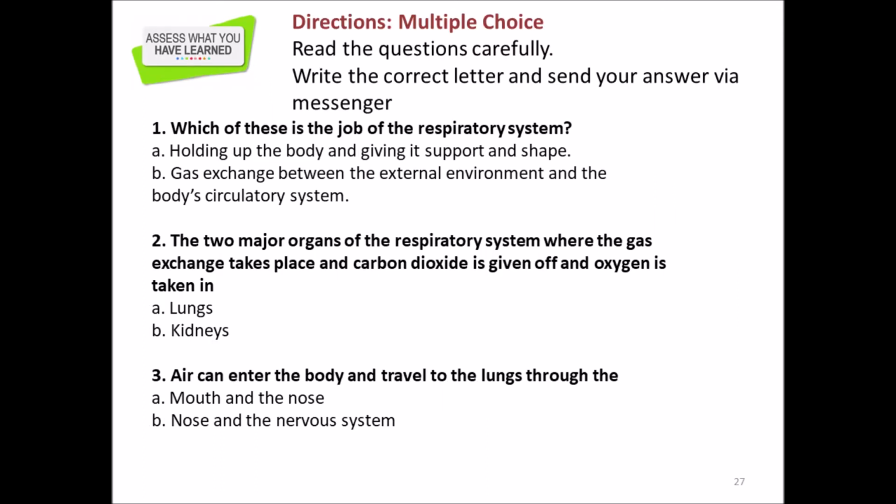Okay, so let us assess what you have learned. Directions: read the questions carefully and write the correct letter and send your answers via Messenger.